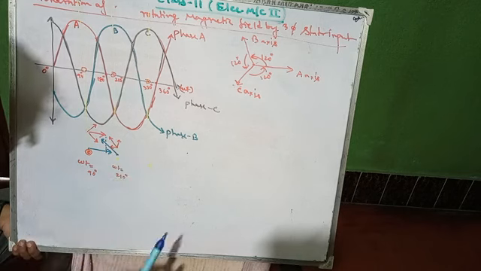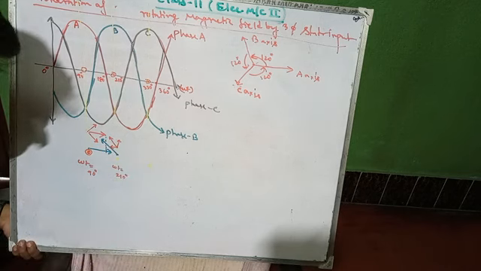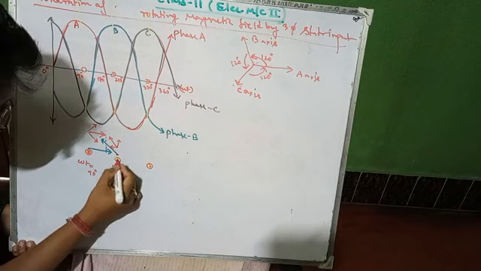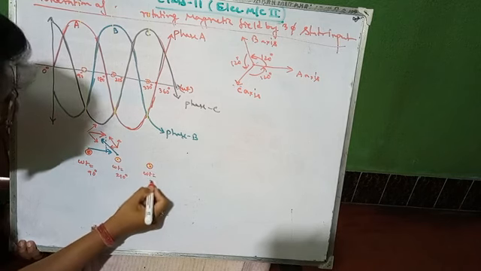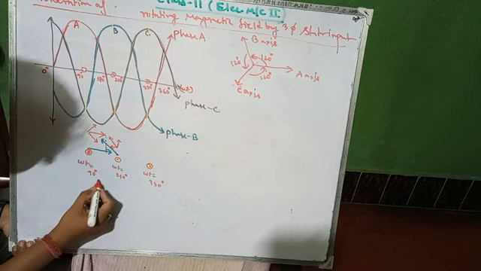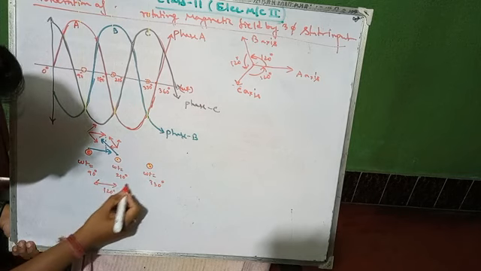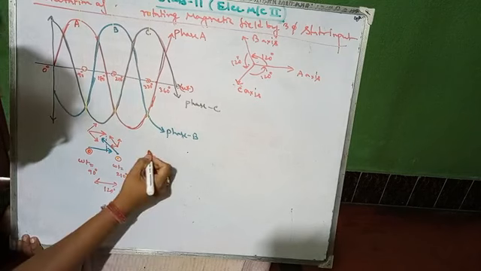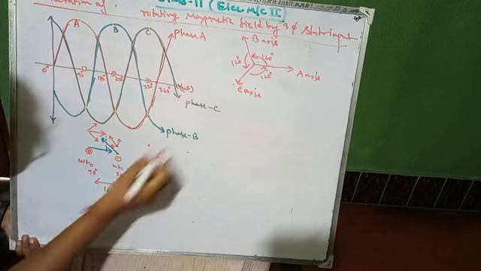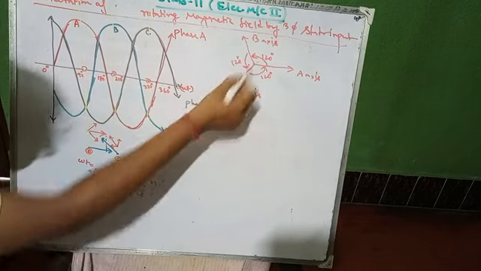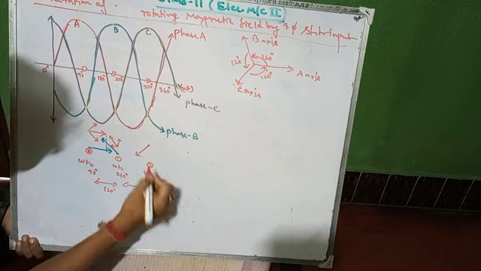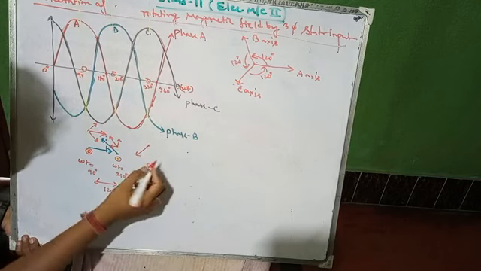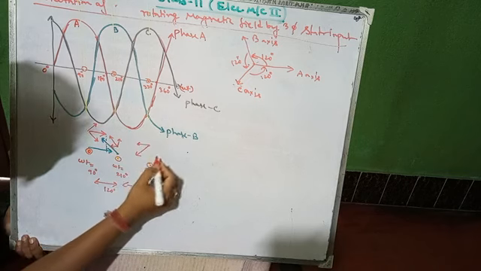And now omega t equals 330 degrees. See, every duration is 120 degrees between these three. At this situation C will be maximum, and B and A are negative half. So A will be negative half.